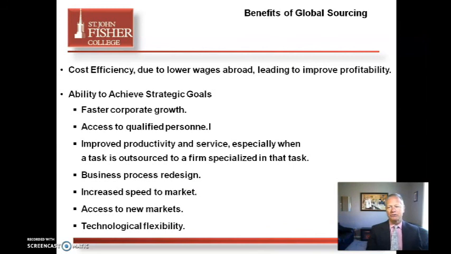So the benefit of global sourcing is the lower cost. I mean, that's the only reason you would do it. Lower cost, or if you get better work. And you could get better work. For instance, you might find better financial analysts in a different part of the world. And really, the ability to achieve your strategic goals.